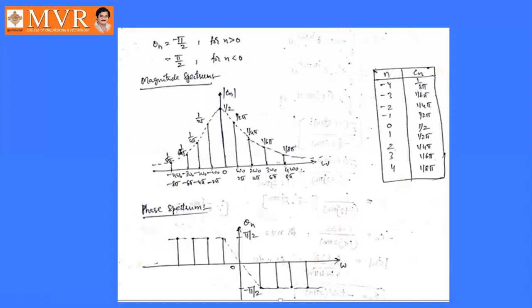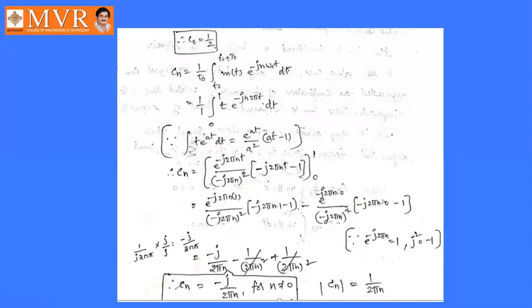So we have to find the exponential Fourier coefficients c naught and cn by using the formulas: c naught is 1 by T naught integral T naught to T naught plus T naught m of t dt, and cn equals 1 by T naught integral T naught to T naught plus T naught m of t e power minus jn omega naught t dt.